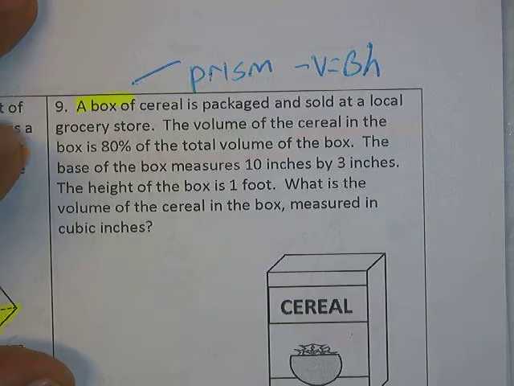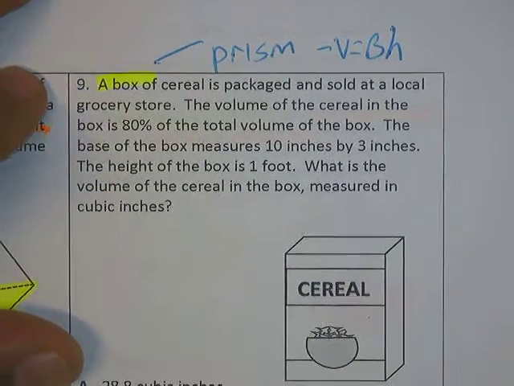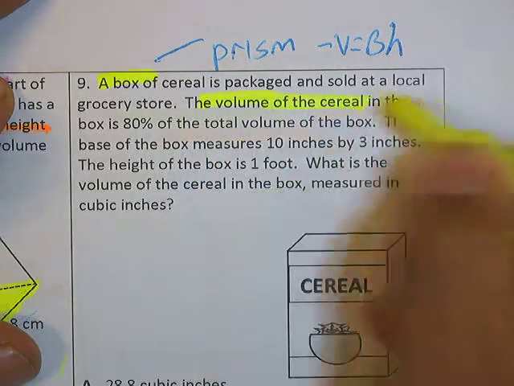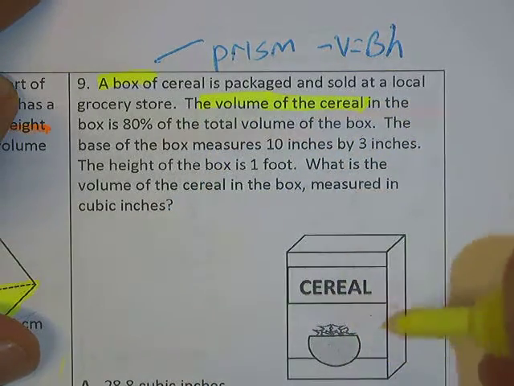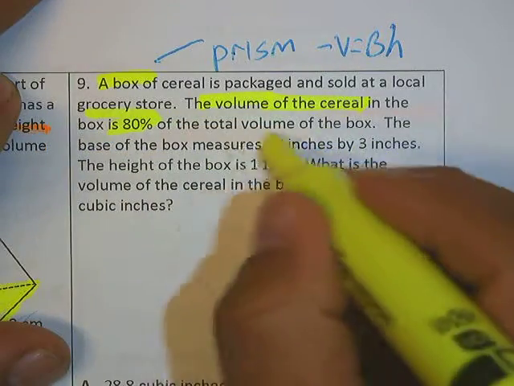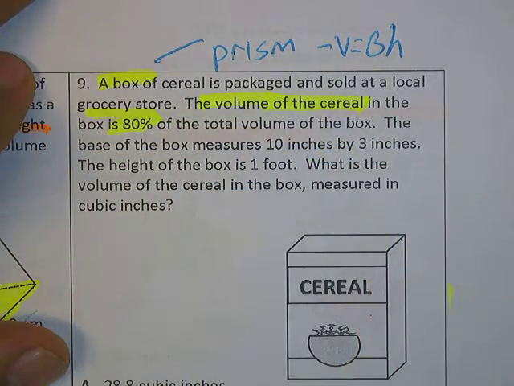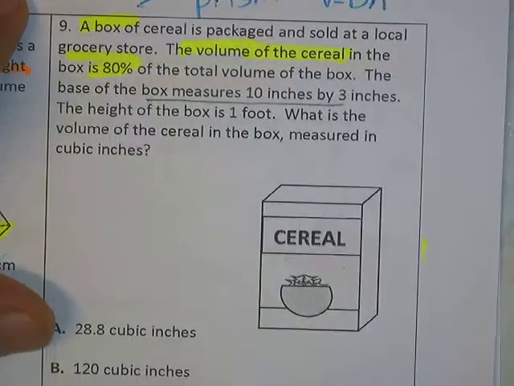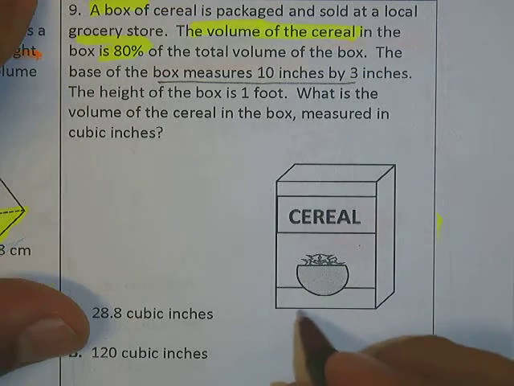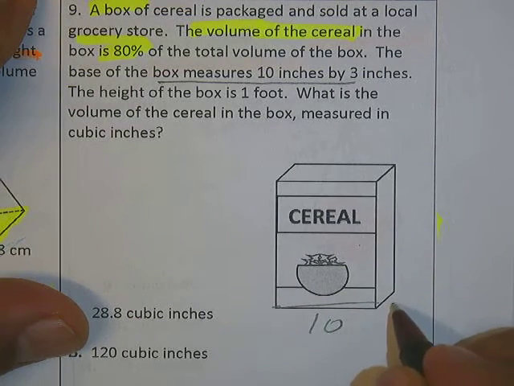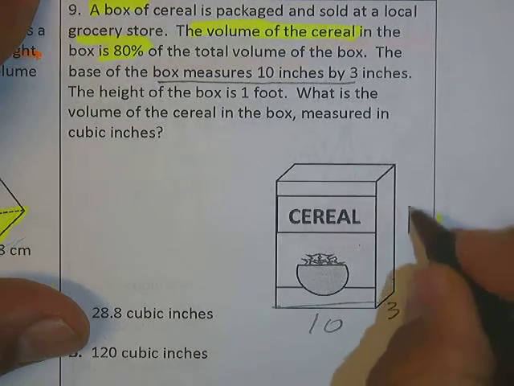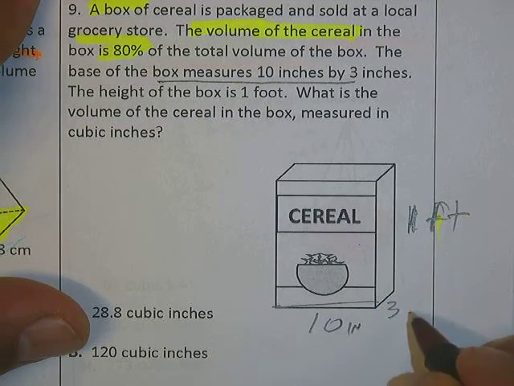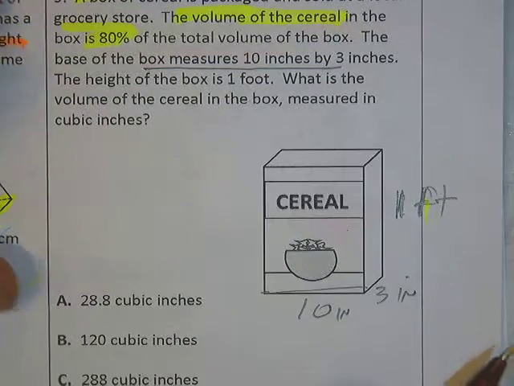Figure it out. Number 9, a box of cereal is packaged. So you've got a box. A box will tell you right away that it is a prism. So if it's a prism, then I must do volume equals area of the base times the height. The volume of the cereal box is 80% of the total volume of the box. The volume of the cereal, in other words the bag inside, is 80% of the total volume of the box.